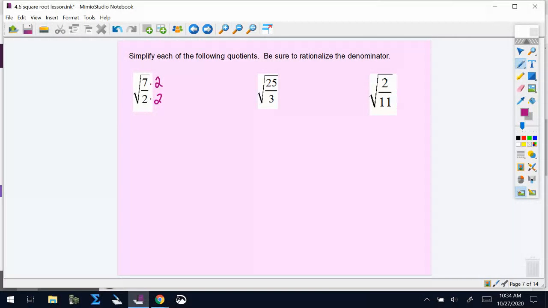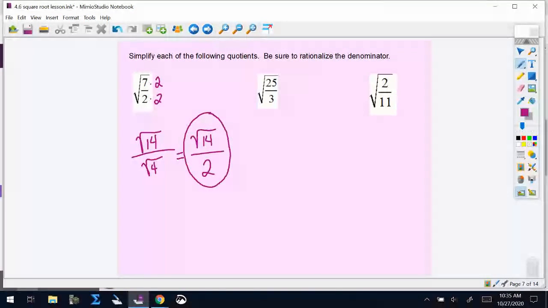Whatever I do to the bottom, the denominator of a fraction, I also have to do to the numerator of the fraction. So now I have a square root of 14 on top and a square root of 4 on the bottom. I can't do anything with the square root of 14. It's not a perfect square. It doesn't have any perfect square factors. But now I can take the square root of 4, which is 2, and this is actually my simplified, or it's called rationalized answer. The reason I cannot simplify the 14 and the 2 any further is because the 14 is under a radical and the 2 is not.